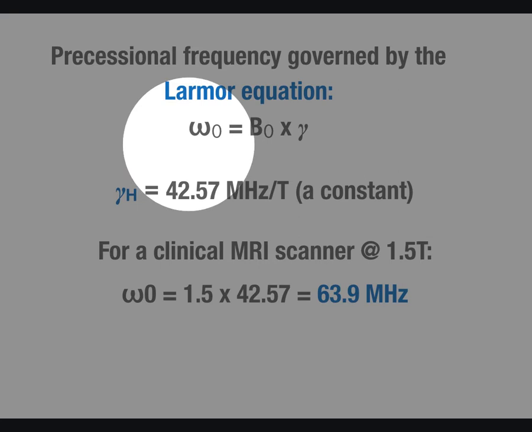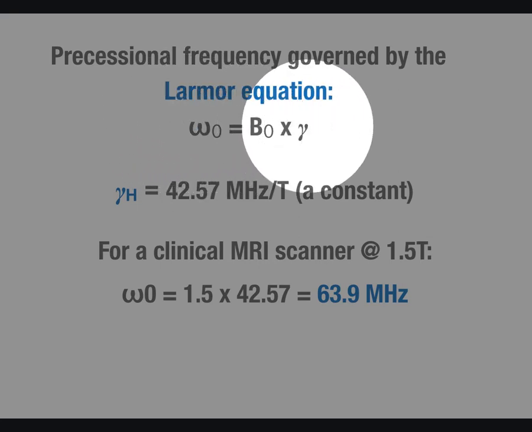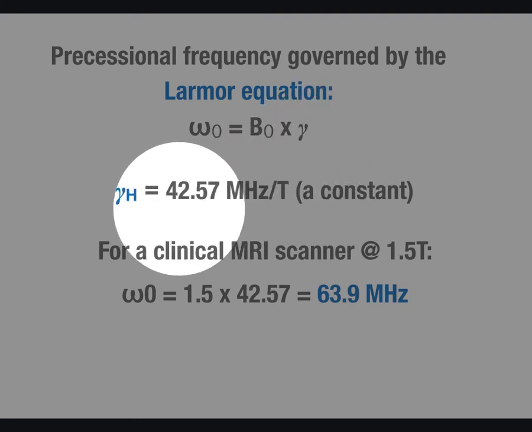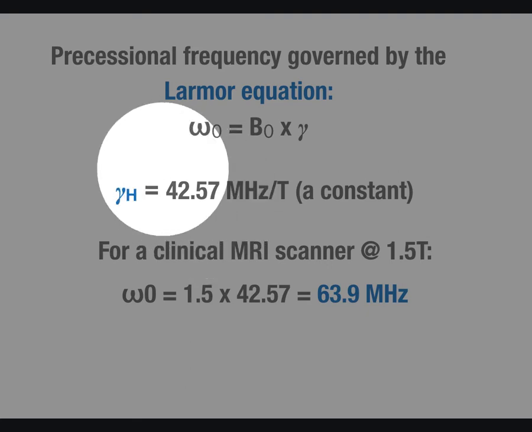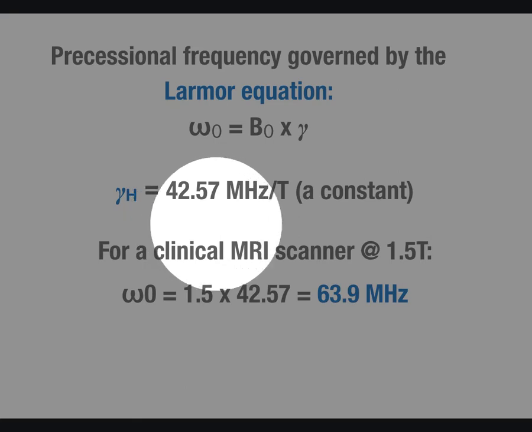And it's basically saying this ω symbol is precessional speed, and it's a function of the strength of the magnetic field times gamma, which is a constant. It's called the gyromagnetic constant. And it's a fixed value for any atom. And so for hydrogen, we know that the gyromagnetic constant is 42.57 megahertz per Tesla.